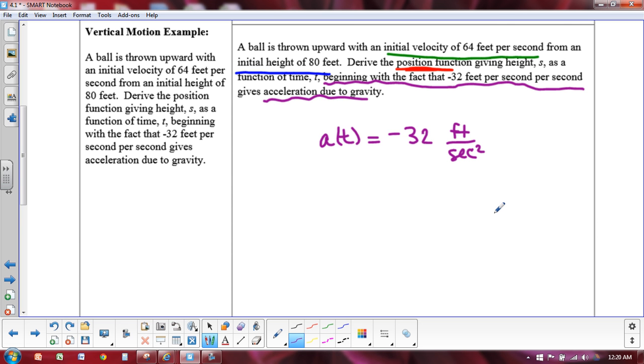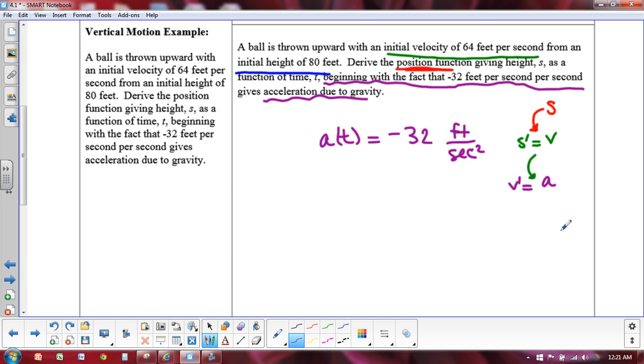Okay, they want you to use that and backtrack to get the position function. So derive in the sense of develop the position function, starting with acceleration and this idea about initial velocity and initial height. Well, we've now seen that integrals undo derivatives for us, and we already know that we start with position s, and then we differentiate to get s prime, which would be velocity. And then we know that we differentiate velocity to get to acceleration.